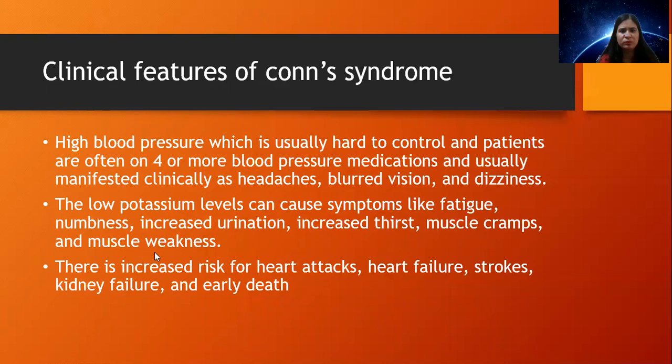Clinical features of Conn syndrome: high blood pressure, which is usually hard to control, and patients are often on 4 or more blood pressure medications, usually manifested clinically as headache, blurred vision, and dizziness. The low potassium levels can cause symptoms like fatigue, numbness, increased urination, increased thirst, muscle cramps, and muscle weakness. There is increased risk for heart attacks, heart failure, strokes, kidney failure, and early death. So it is a fatal condition if not controlled at the right time. But the removal of the tumor makes it a treatable condition.